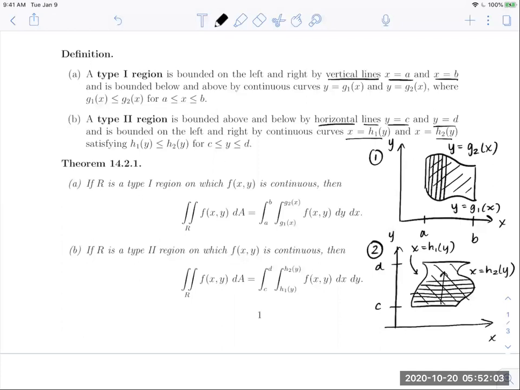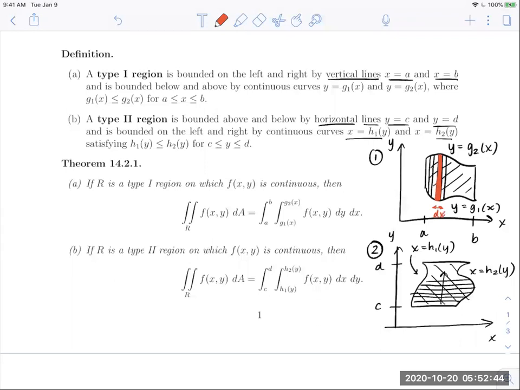Part A says, suppose you have a type 1 region. So we're looking in this first picture. Then what I want to do is take a look at one of these strips that I've drawn. So let me color one of these in red. All right, so here's one of our strips. You'll notice that it doesn't have very much thickness. It's supposed to be an infinitesimally thin strip, which means if I'm calculating its area, I'm going to call that thickness dimension dx because it's in the x direction.